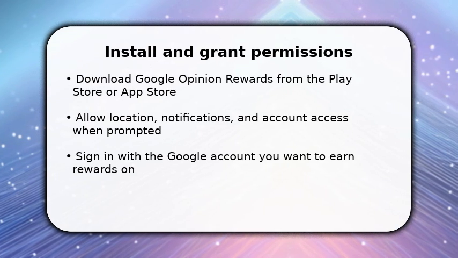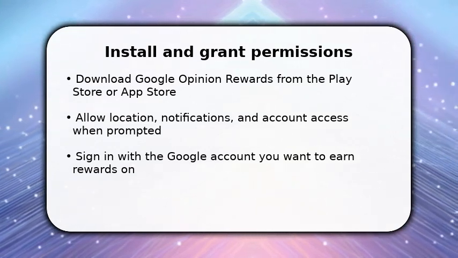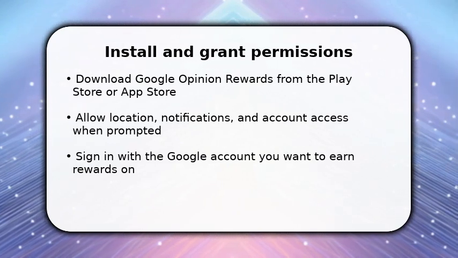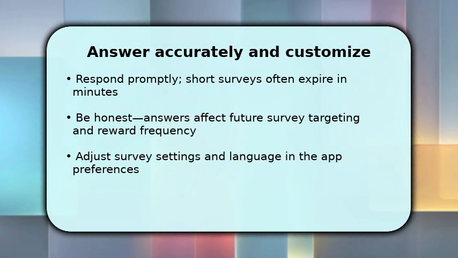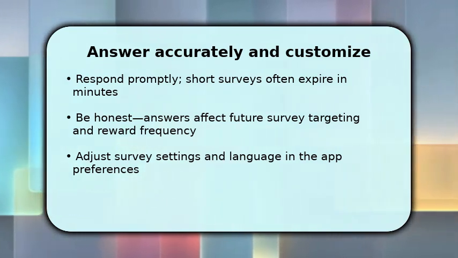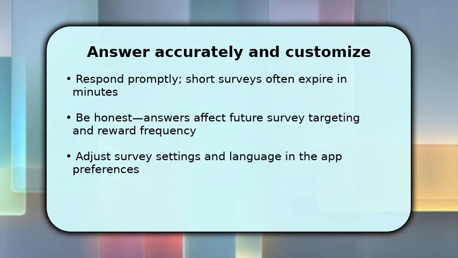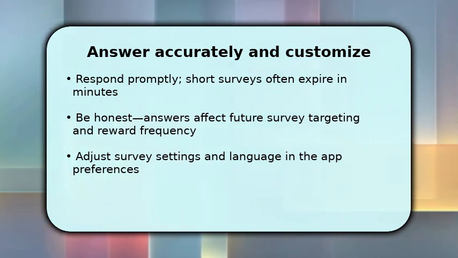Don't delay these steps. Complete them now so the app can begin sending short, targeted surveys almost immediately. Once set up, prioritize answering surveys promptly because many expire fast. You'll lose opportunities if you wait. Answer honestly and consistently, since your responses train the algorithm to send better match surveys and increase frequency over time.